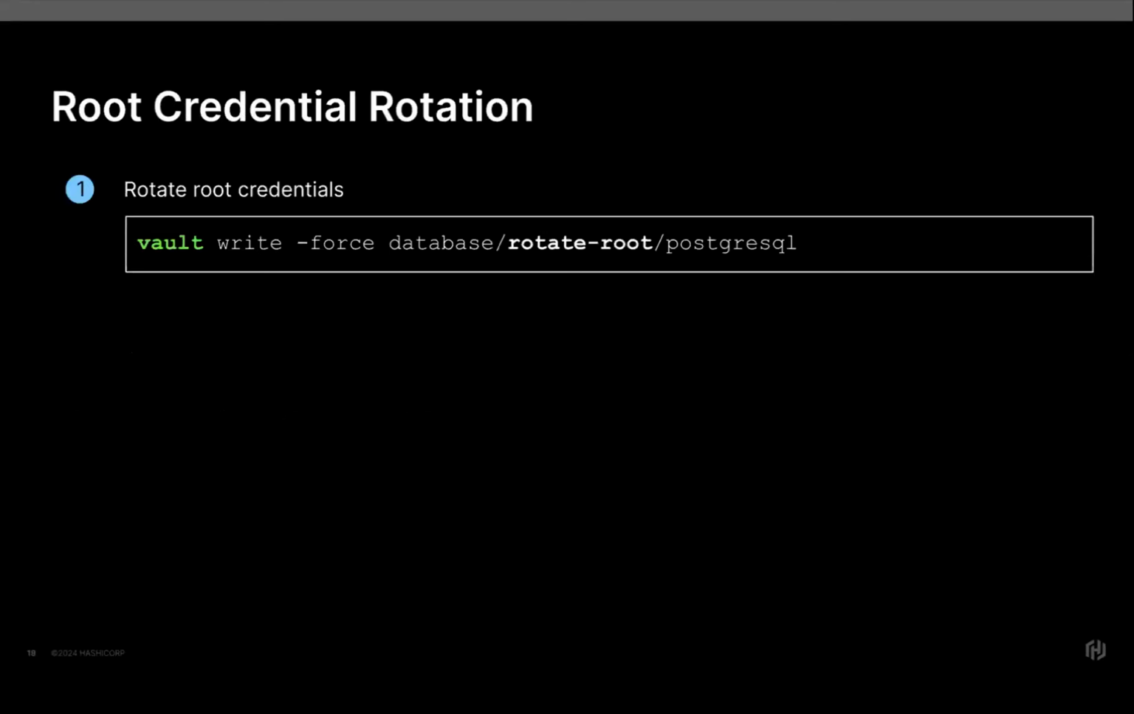Then if I want to rotate the root credential, it's a write command in Vault, in force, and database rotate root Postgre. And that is going to rotate the root credential inside your database. And from this point, only Vault will know your root credential.